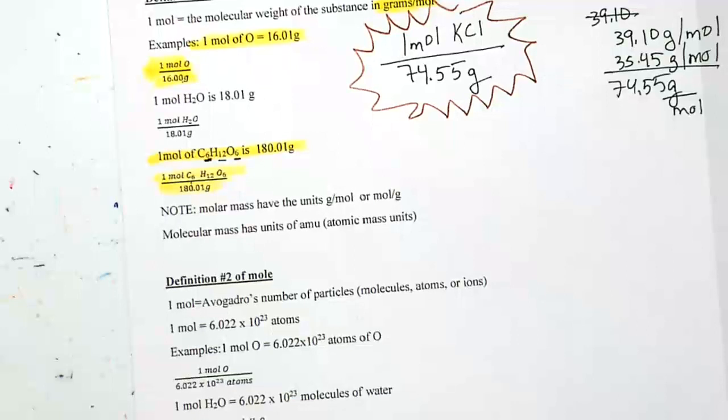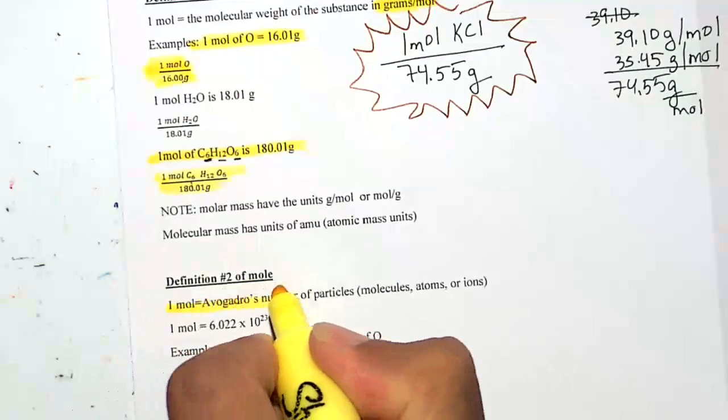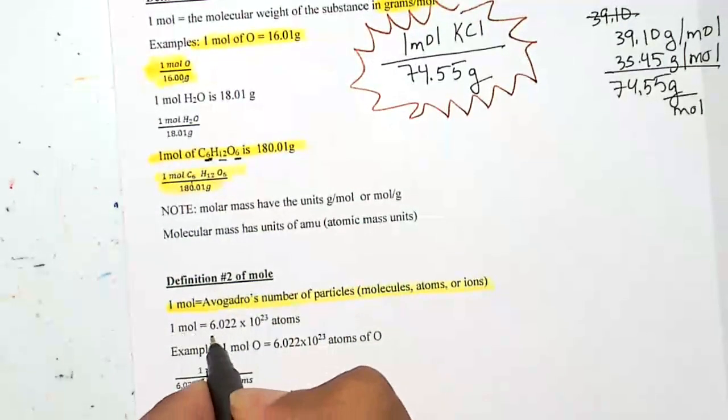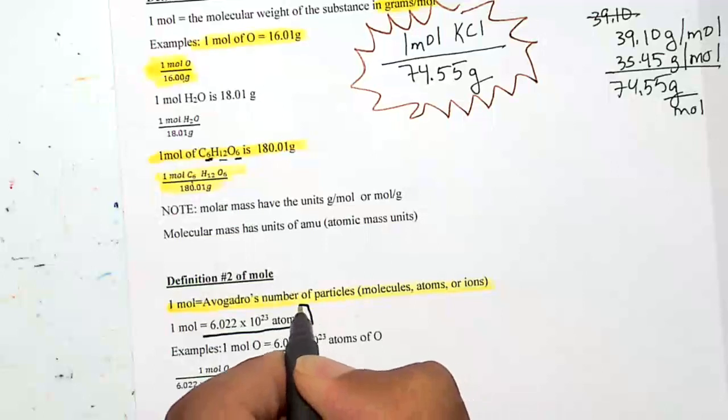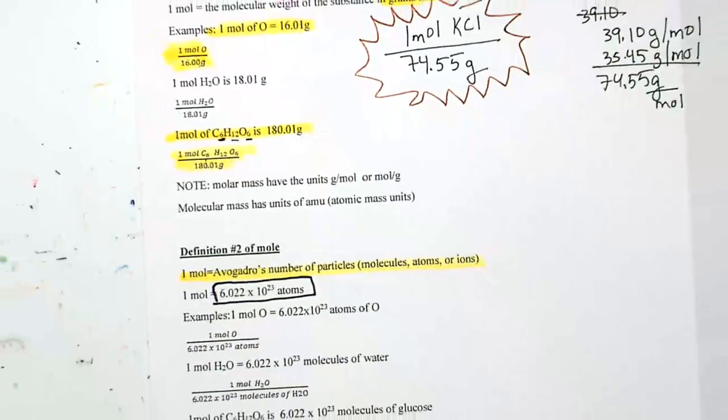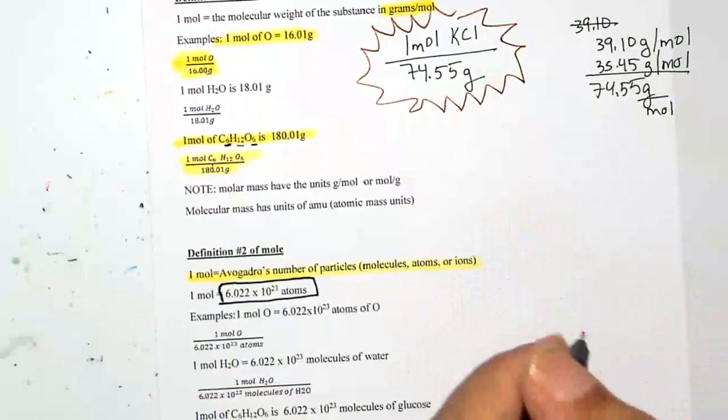All right, definition 2. This is a little tricky. 1 mole is equal to Avogadro's number of particles. First of all, what is Avogadro's number? It is going to be 6.022 times 10 to the 23. Maybe I will give that to you on the exam, but it won't hurt to memorize it.